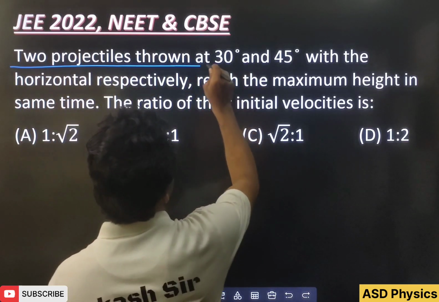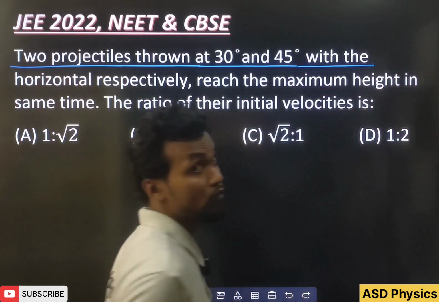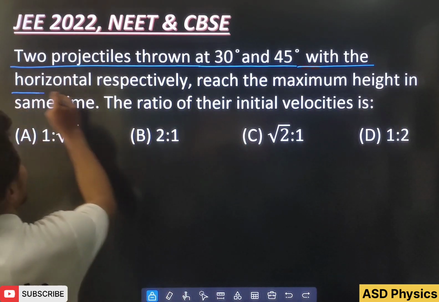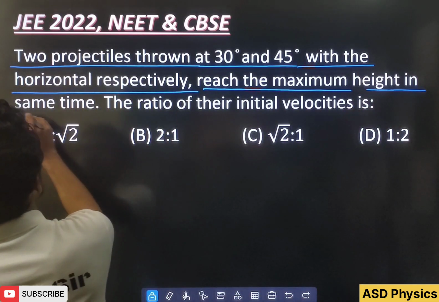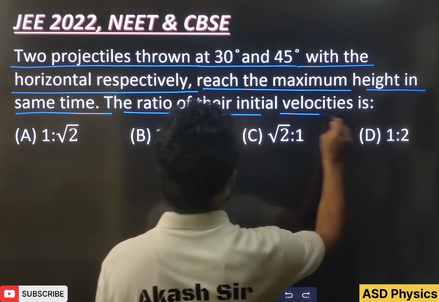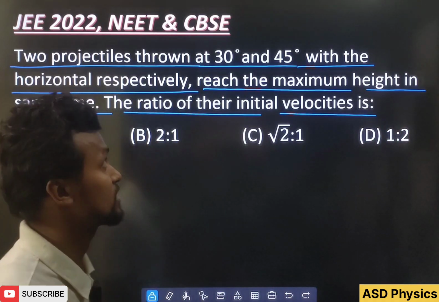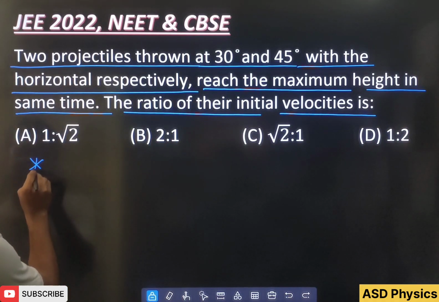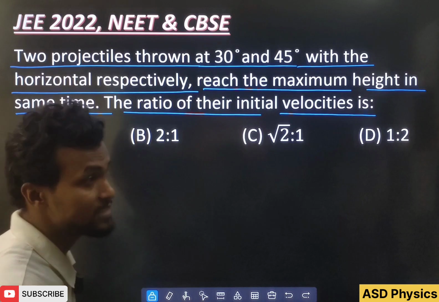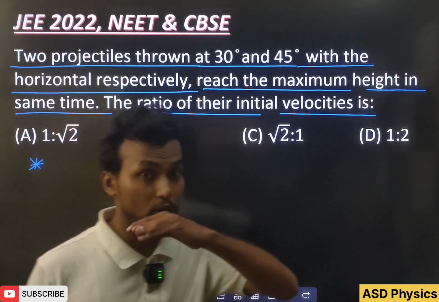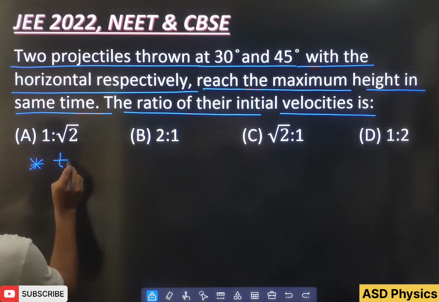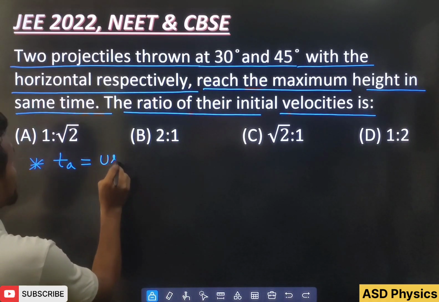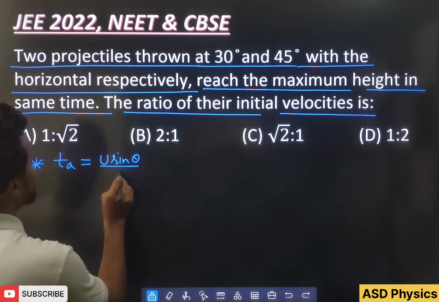Next one, see, two projectiles thrown at 30 degree and 45 degree with the horizontal respectively reach the maximum height in same time. The ratio of their initial velocity is how much here? So they are telling very well, they are reaching the maximum height at the same time. So the time taken from ground to the maximum height is called time of ascent. Okay, so what is the time of ascent formula? You know very well, u sine theta by g.